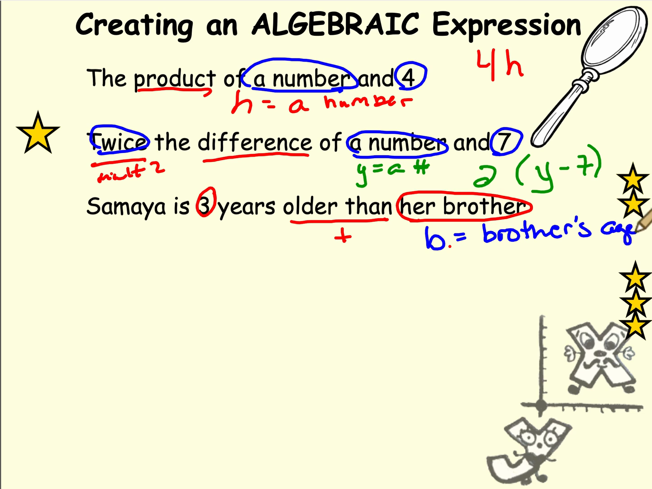Okay, so if I want to represent Samaya's age, I'm going to say Samaya is 3 plus b. So if her brother's 7, Samaya would be 10. If her brother was 12, Samaya would be 15.